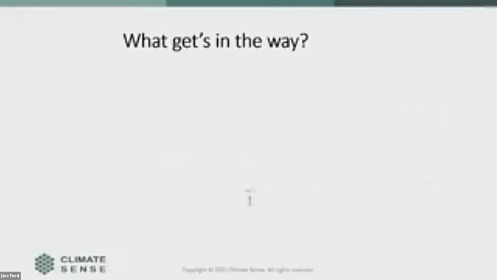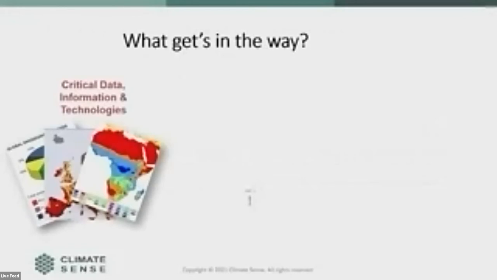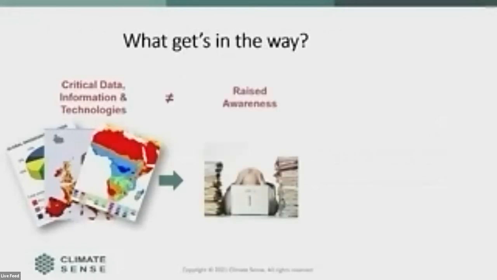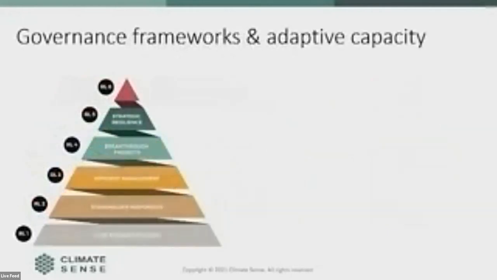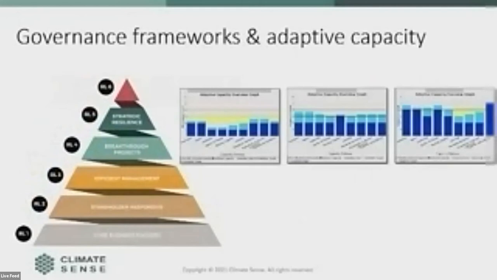But do we all work happily and go off into a bright resilience sunset? No, we don't. Because information's important, but it doesn't necessarily make us more aware. And even if we're more aware, that doesn't necessarily lead to meaningful action. Why not? Partly because of adaptive capacity. The different levels of adaptive capacity to actually make a change can be very significant within organizations. These are different profiles from different cities, and you can see that different adaptive capacity profiles will generate different outcomes. So I'm going to leave it there.